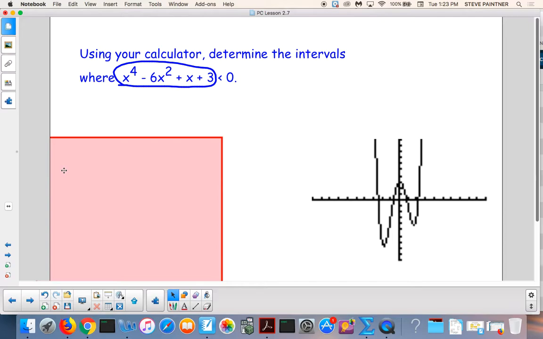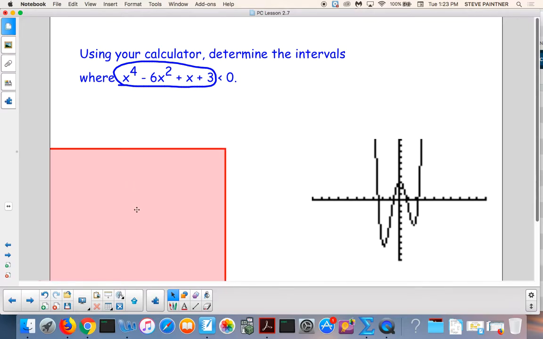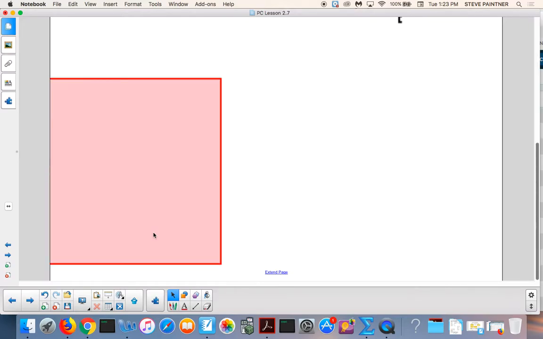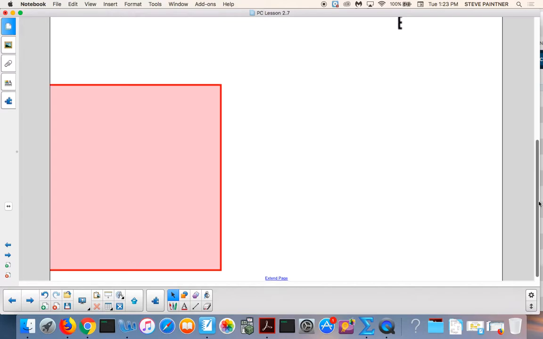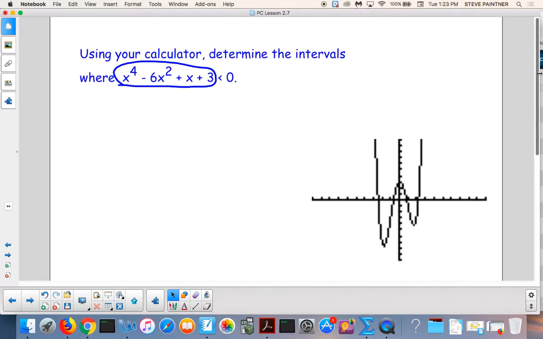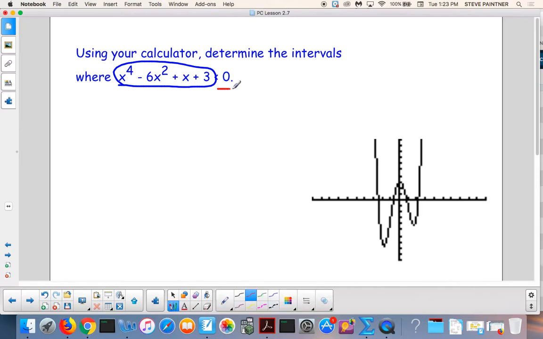Well, here's the deal. They're asking you this. This is what they're saying. What x values, when you plug them in, will give you numbers that are less than 0? Well, less than 0 means what? Negative. So I put an x in, and I get a negative answer out.